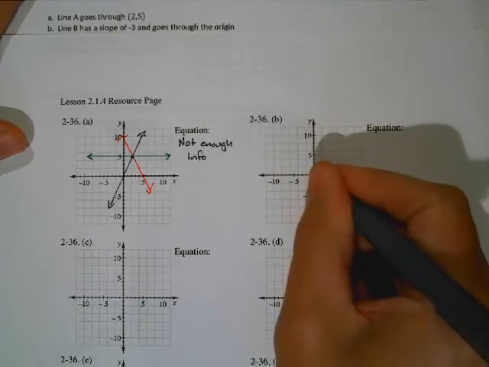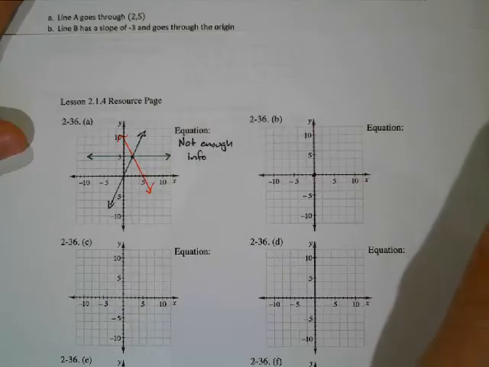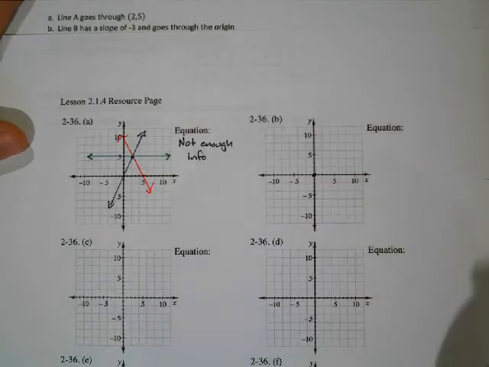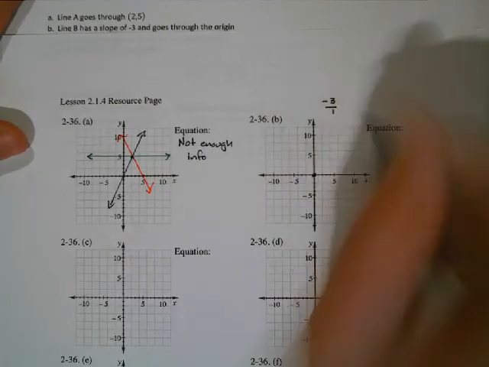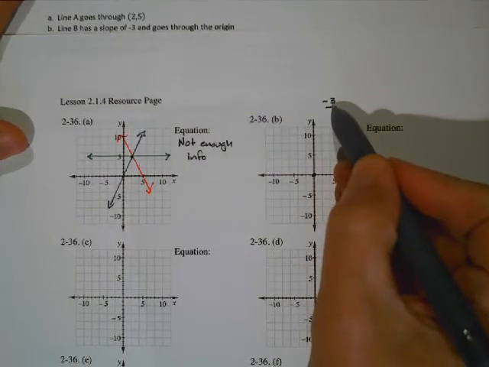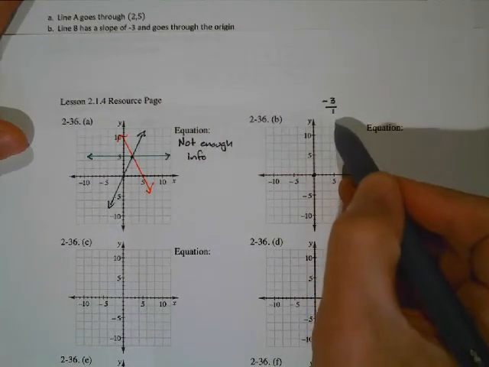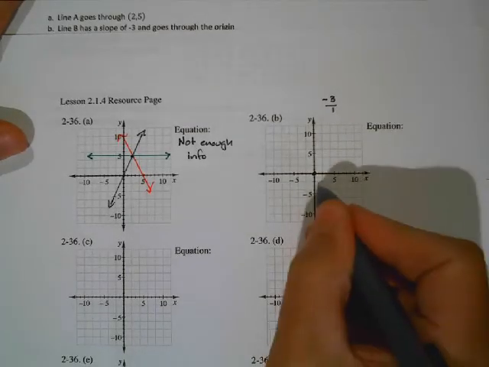Ooh, they gave us the y-intercept right there. That's kind of nice of them. And then they want a slope of -3. Now, -3 means that the slope is -3 over 1, because slopes can always be written as ratios, which means fractions. So my change in my y value is -3, and my change in my x value is 1. So I'm going to go down 1, 2, 3, and over 1.